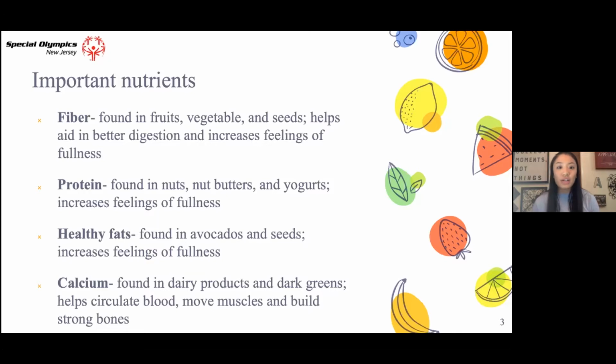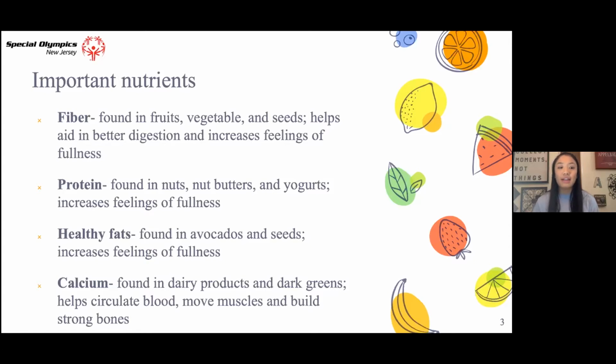And then in terms of digestion, fiber is also great in aiding in better digestion. So food is able to move easily through our stomachs, and it's not going to make us feel bloated or in pain or whatnot. The next important nutrient that I have highlighted here is protein.